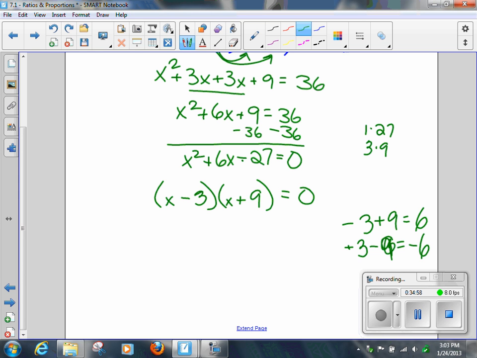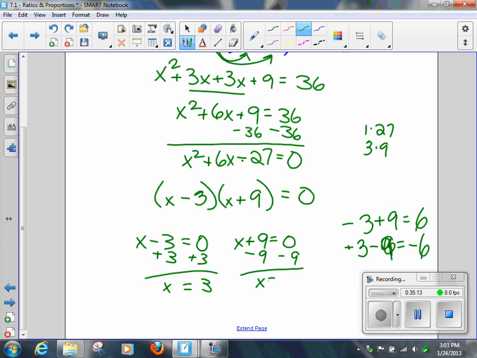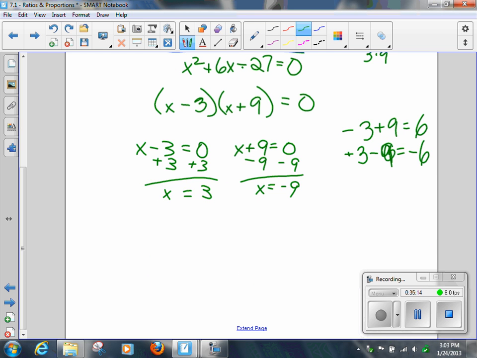That's why, folks, you got to be very particular about your signs. Now, I got it factored. What do I have to do with each factor? Set each factor equal to 0. Here we go. I'm going to add 3, I get positive 3. Subtract 9, I get negative 9. How many of you had your solution set 3 and negative 9, and it doesn't matter if they're in that order? Very, very good.